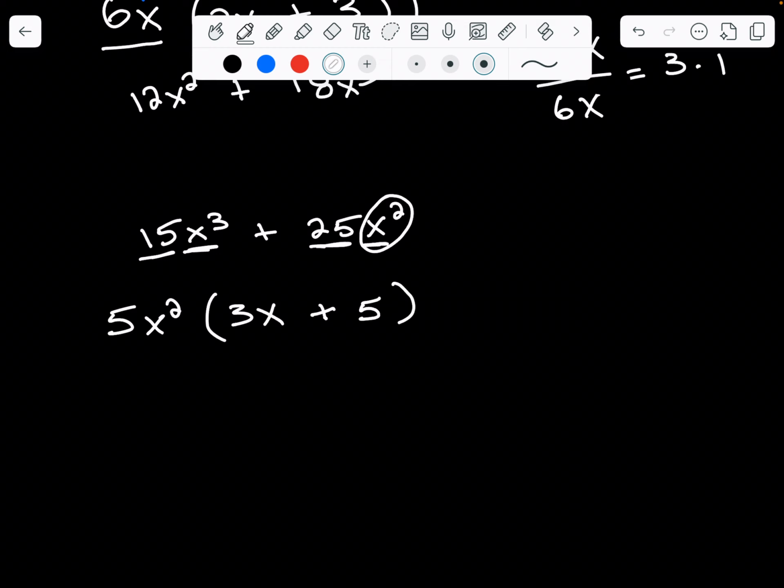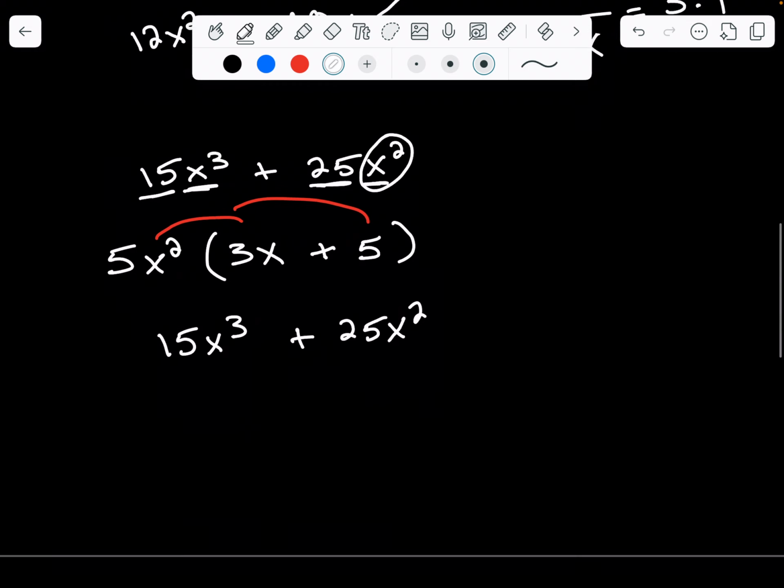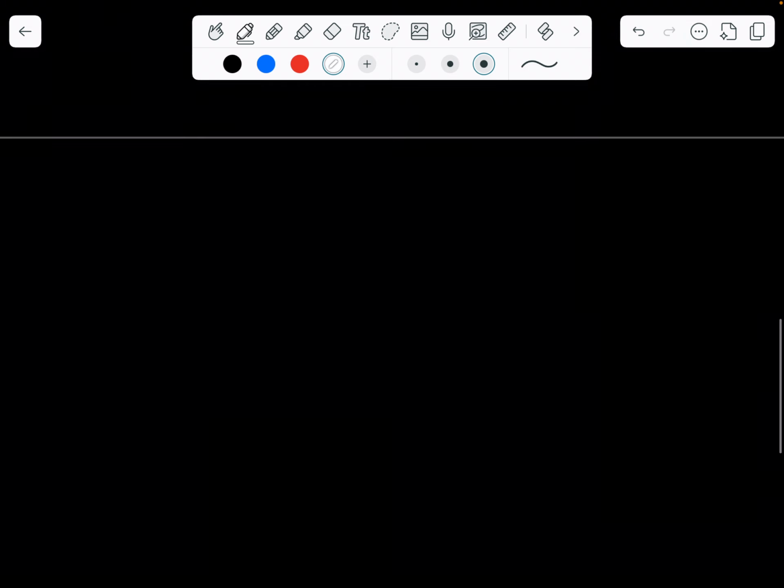So again, if we were to distribute this out to check our answer, 5 times 3 is 15. x squared times x is x to the 3, plus 25x squared. Beautiful.